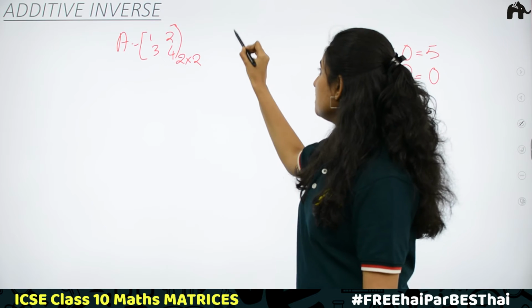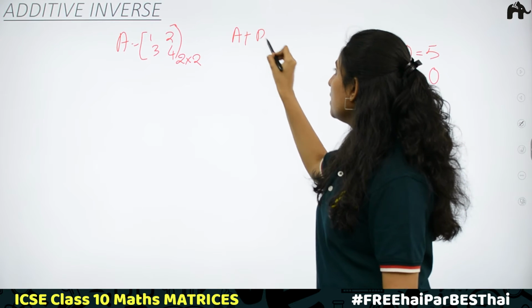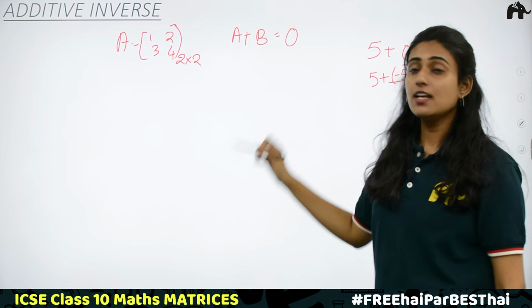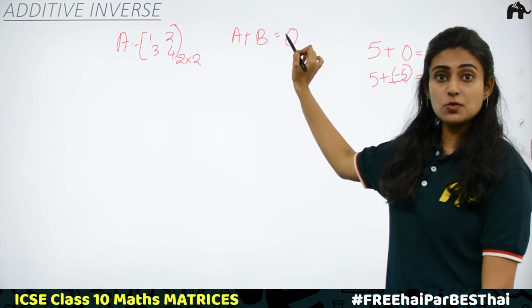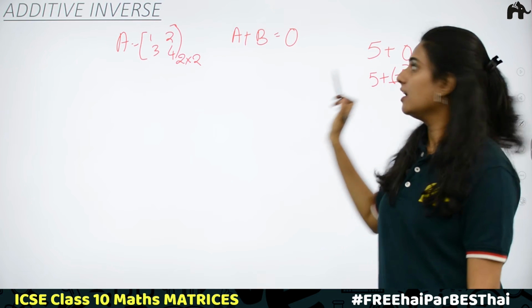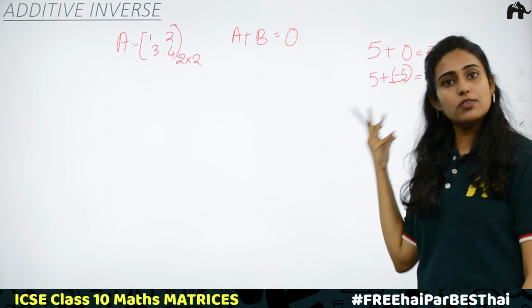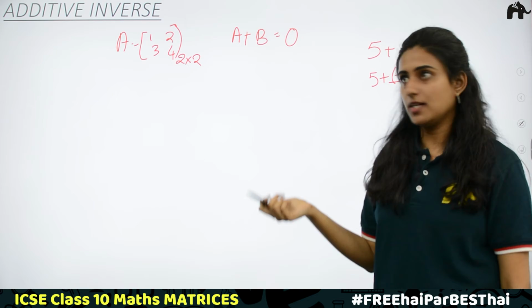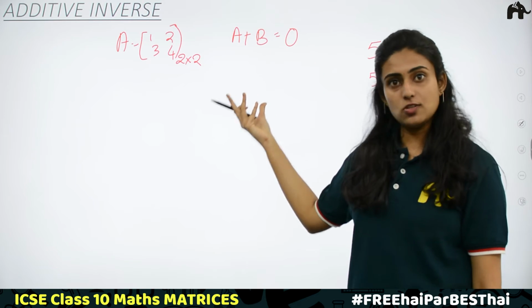Okay. With this matrix A, another matrix B is added to get 0. O is used to represent the null matrix. When we have 0 in the case of real numbers, when it comes to matrices, it is a null matrix or a zero matrix. The elements should be 0, 0, 0, 0.